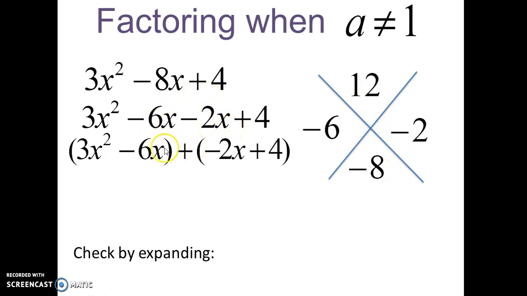Now I'm going to group. Now be careful with the negatives, I said, when you group. So I put parentheses around the first thing, parentheses around the whole last thing, including the negative right here. And I put a plus sign here. So it's that plus that. All right.